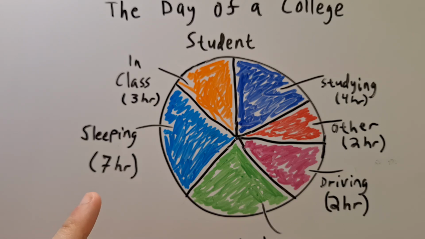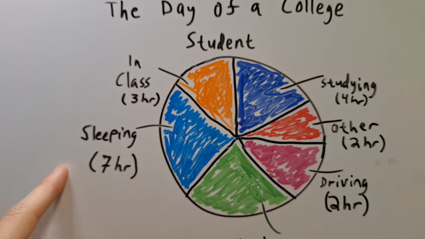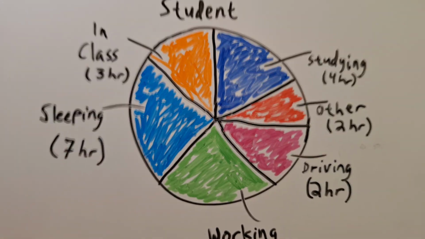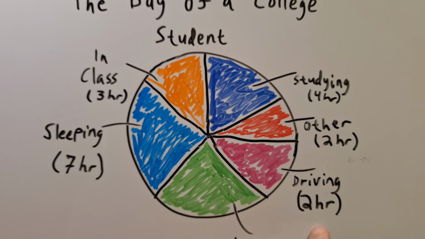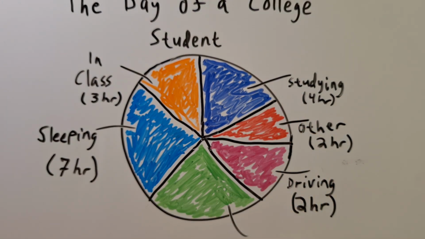Here for these sectors, I've divided this up into 6 different activities for the day of a college student. So we have 3 hours in class, 7 hours for sleeping. Down here is 6 hours of work. Let me show you that there. Okay. We have driving for 2 hours. We have other activities for 2 hours, and then studying for 4 hours.